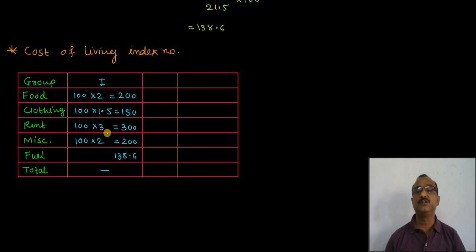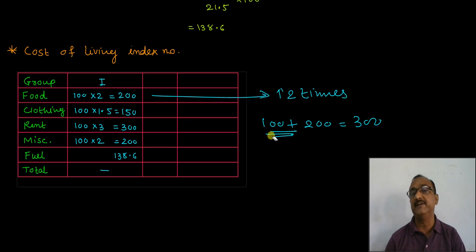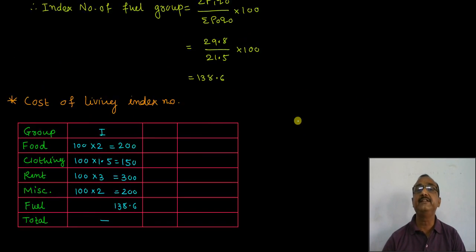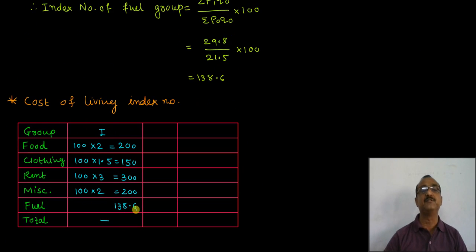In this question, times is given: 2 times, 1.5 times, 3 times and 2 times. But if it is given that food items increase by 2 times, then 100 plus 2 times, meaning 200, equals 300, because when the word increases is there, we have to add 100. In this question, increases is not given, only that it becomes 2 times, 1.5 times, 3 times and 2 times, respectively.